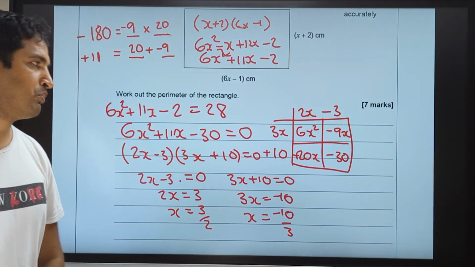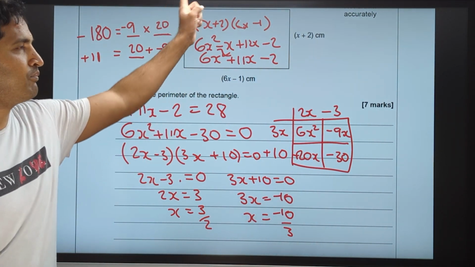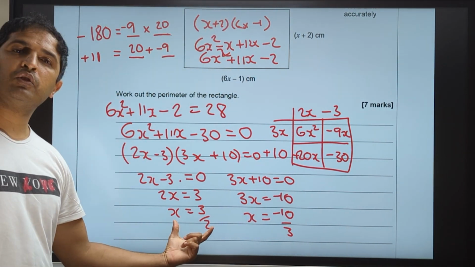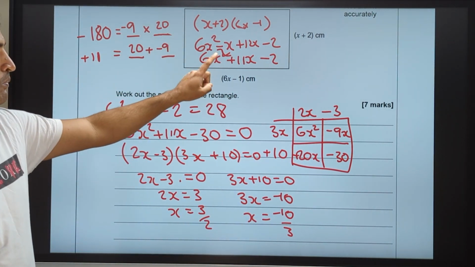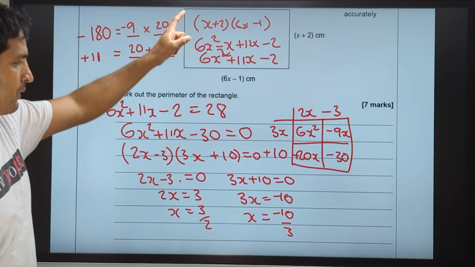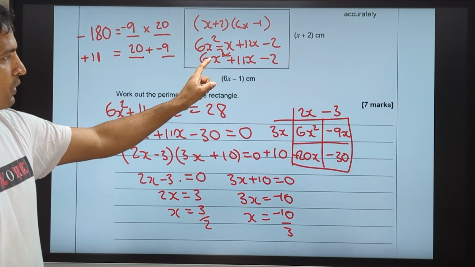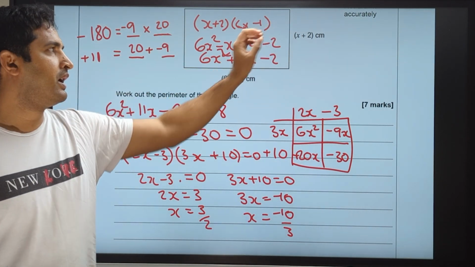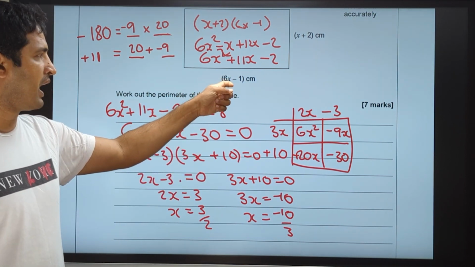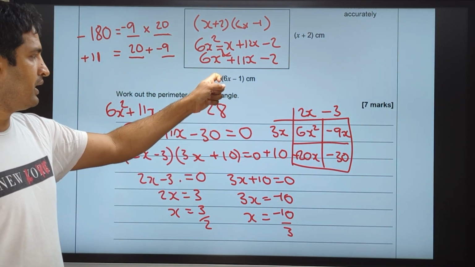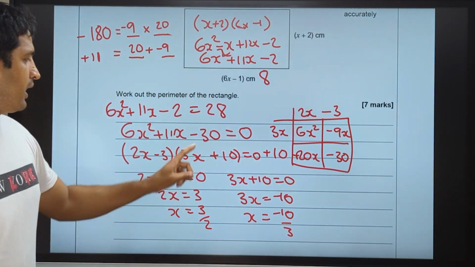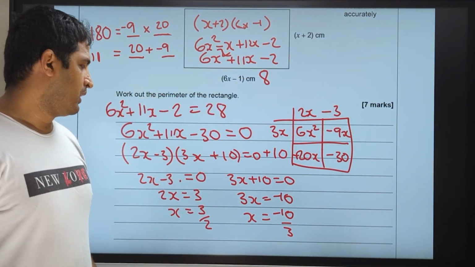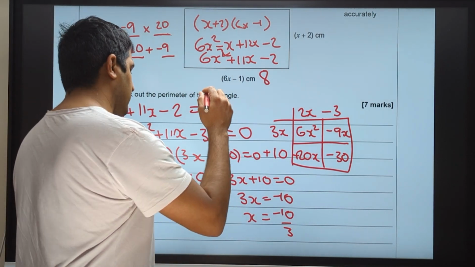And that's not going to be the case because we're looking at the length of the rectangle, which is always going to be positive. So we're going to ignore the negative part and focus on the positive part. Okay. And now we can put x equal to 3 over 2 and work out what the length is and what the width is. So 3 over 2 times 6 will give me 9. Take away 1, so that length is 8. And 3 over 2 add 2 will give me 3.5.